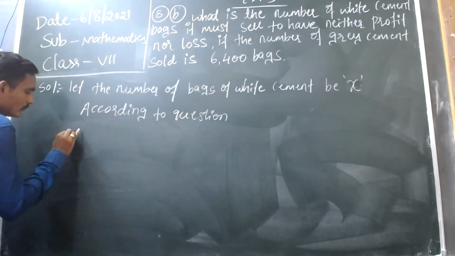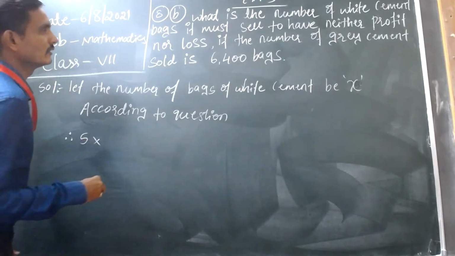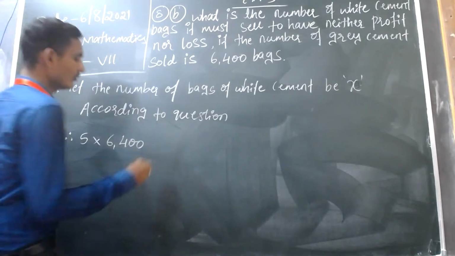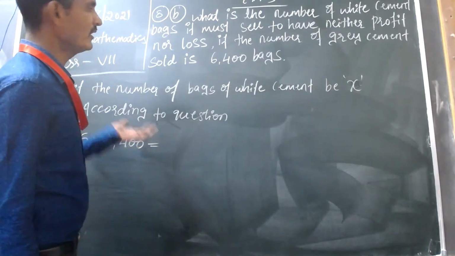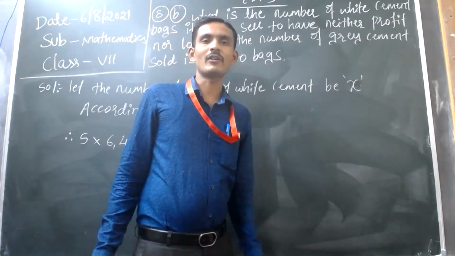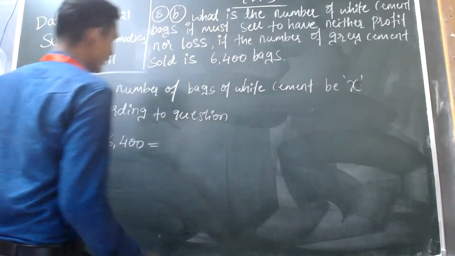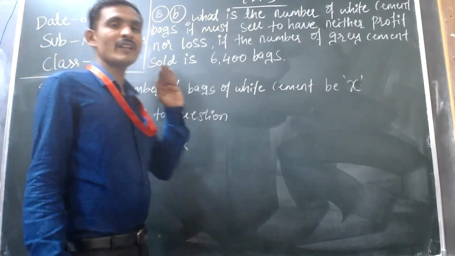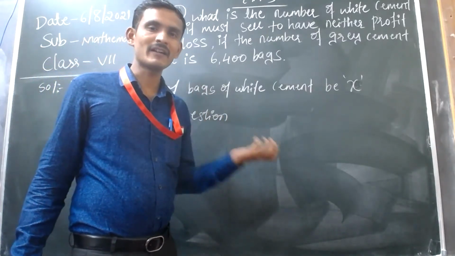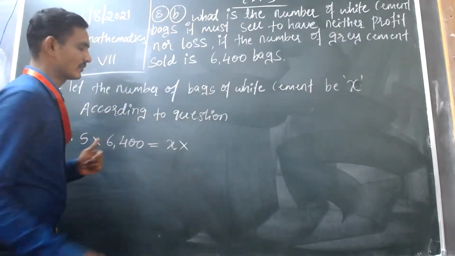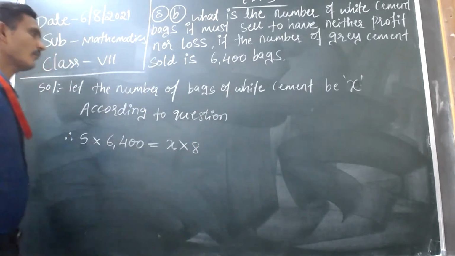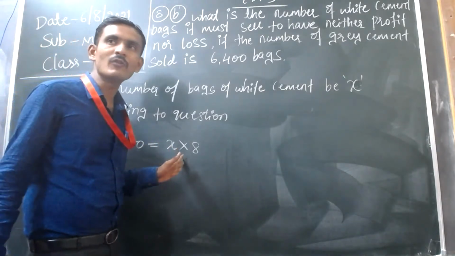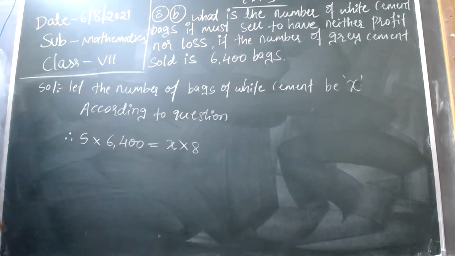Therefore, 5 into 6,400 is equal to, we don't know how many bags of white cement there are. That one we already treated as X. So I will write X into, how many rupees of profit do we get for each white cement bag by selling? We get 8 rupees, so I will write 8. Now we have to find the value of X.